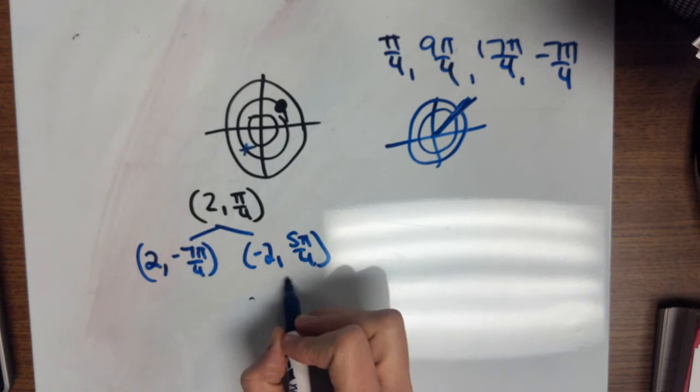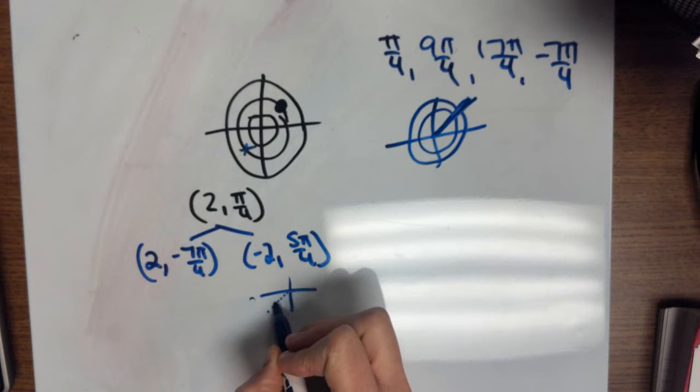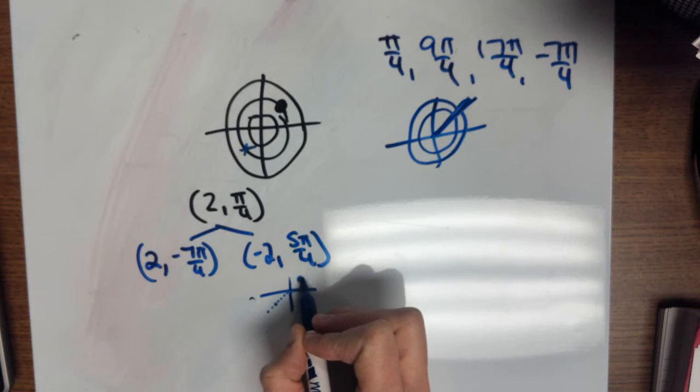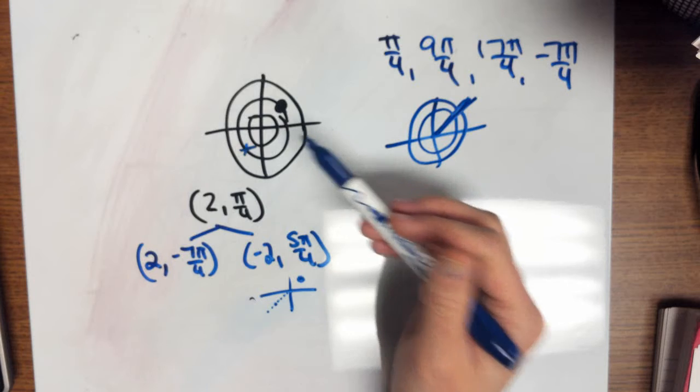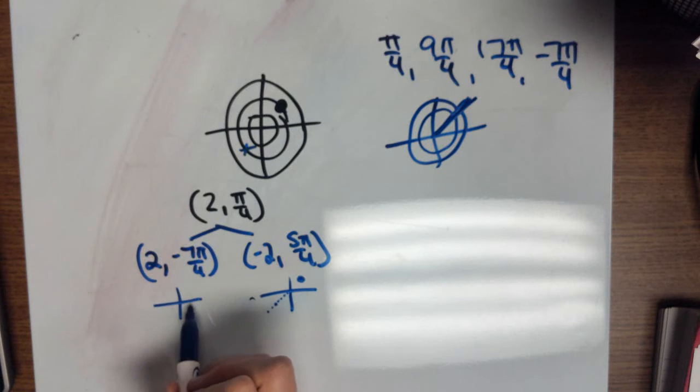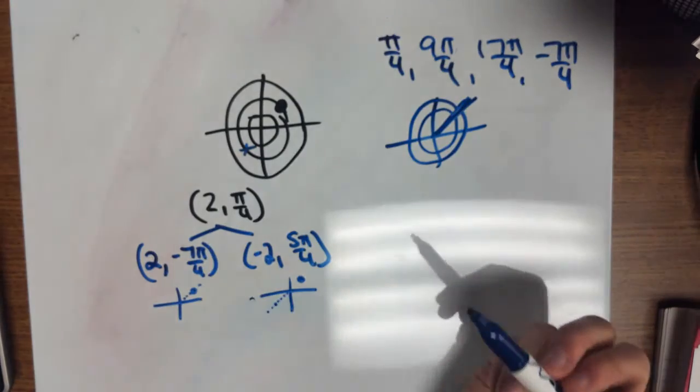If I wanted to test this little guy, I would say, okay, 5 pi over 4, he's going to fall here. Positive 2 would land here. Negative 2 is going to flip it. Oh, yep, that matches the original location. Same with this one. Negative 7 pi over 4 is going to fall here. Positive 2. Once again, it matches.